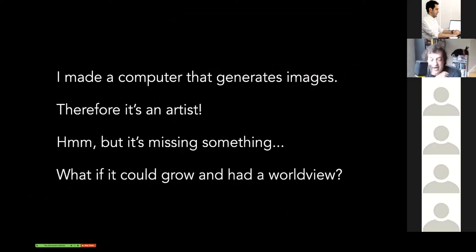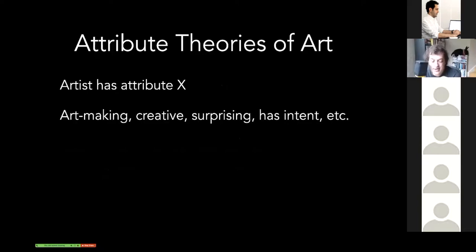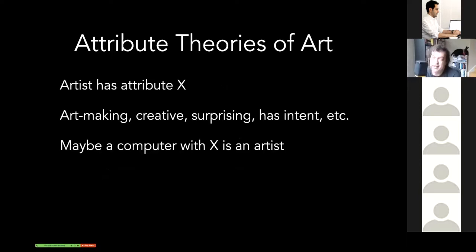And so I call these attribute theories of art. Someone articulates that an artist is someone who does X. And maybe X is that it makes art, that it's creative, or the results are surprising, or it has intent. And you can say, well, if I build a computer that has that attribute X, then I made an artist. And then if you actually try to build that thing, then it always feels like there's something missing.